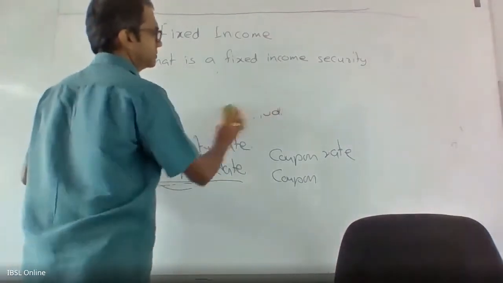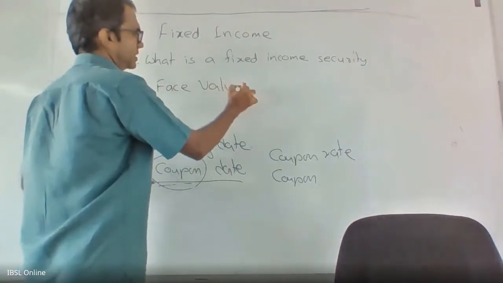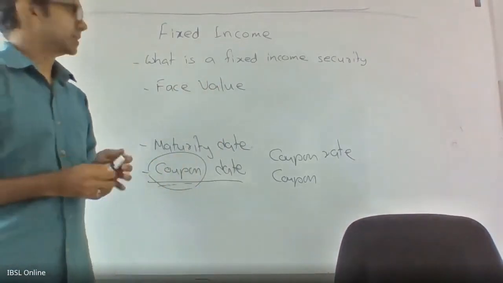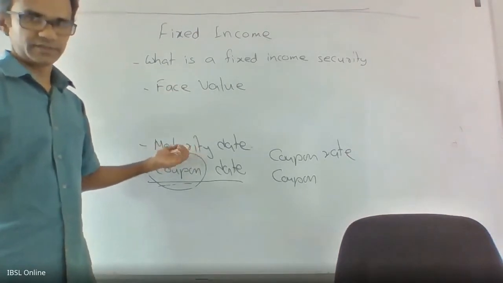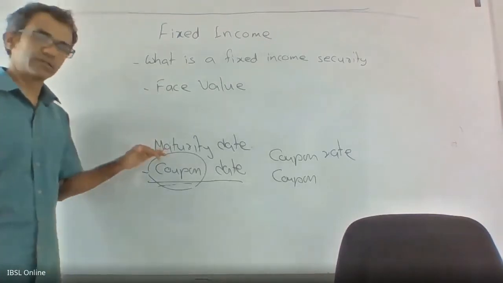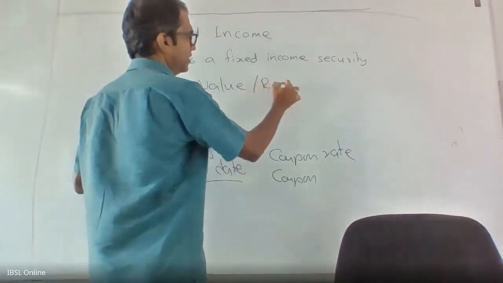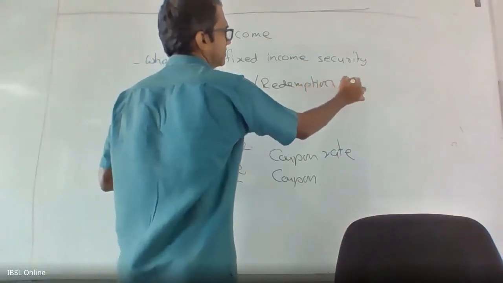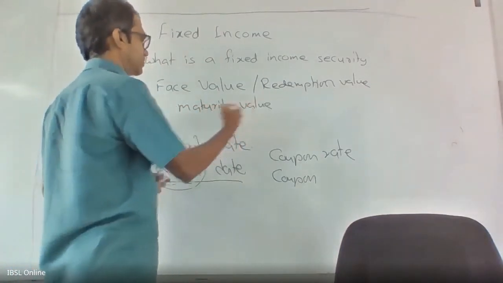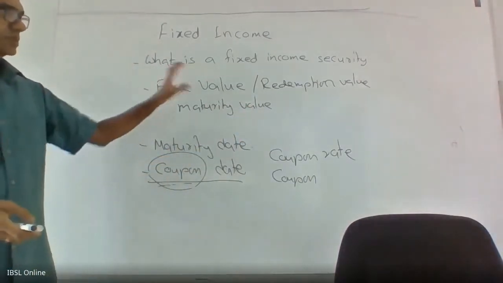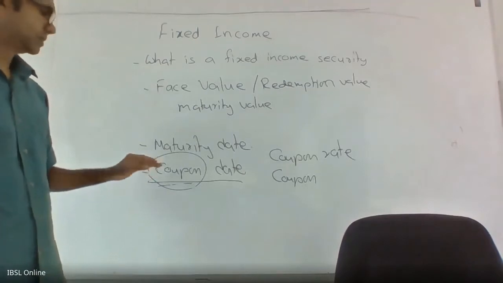Interest is calculated based on the face value. What is face value? That is the principal amount that the borrower or the issuer of the fixed income security agreed to pay on the maturity date. We call it face value or principal or redemption value. Sometimes we call it maturity value or maturity proceeds. All these refer to the amount the borrower agrees to pay on the maturity date.